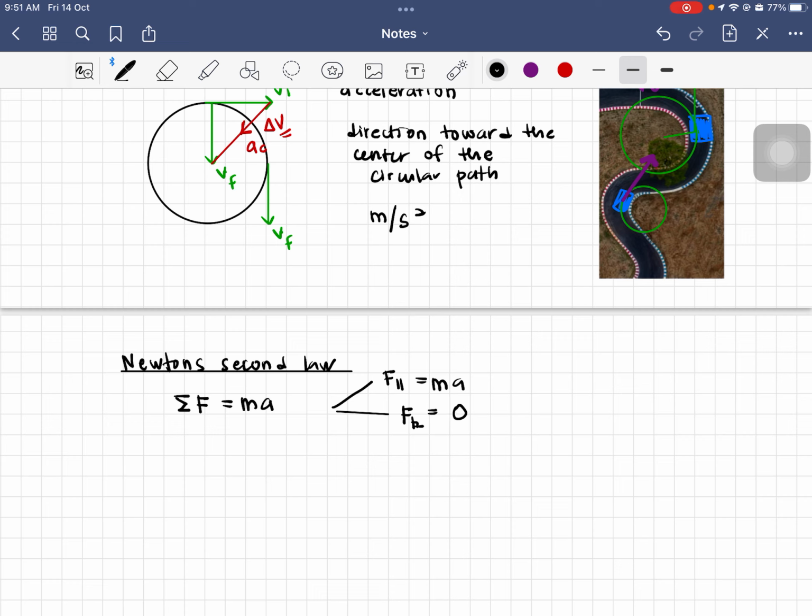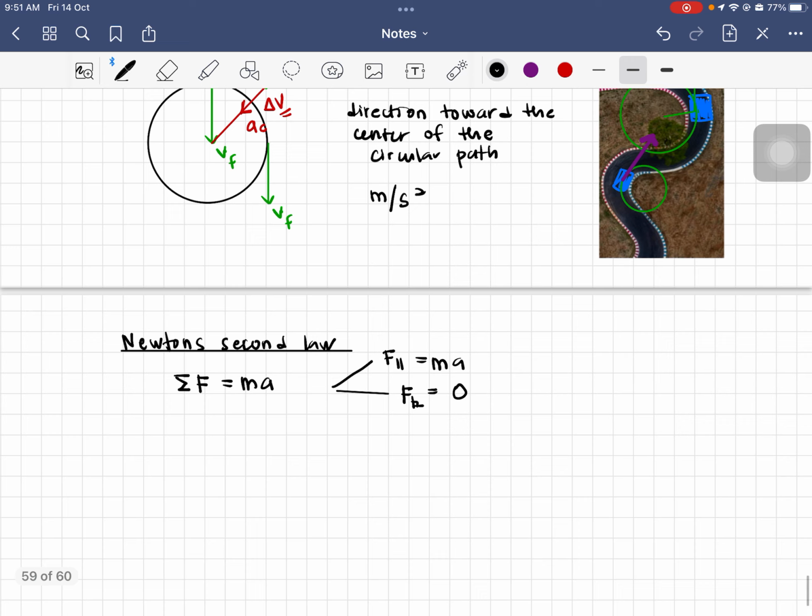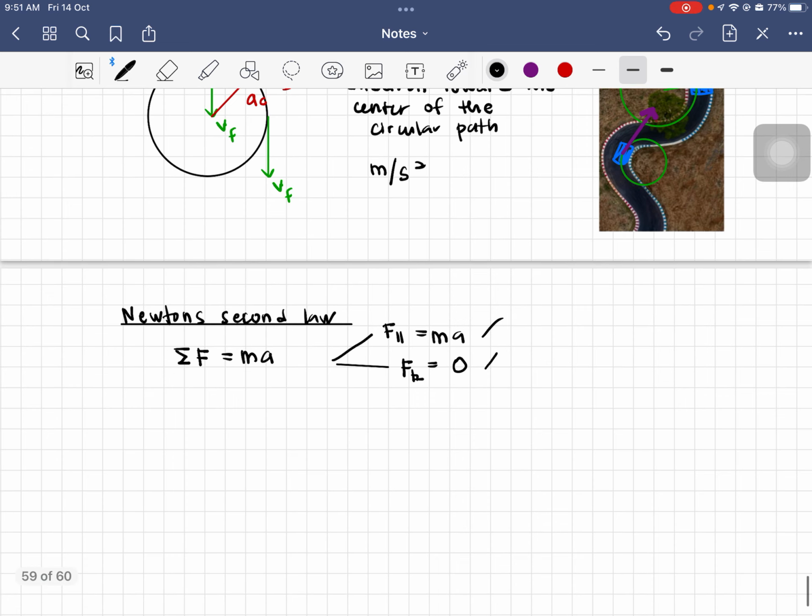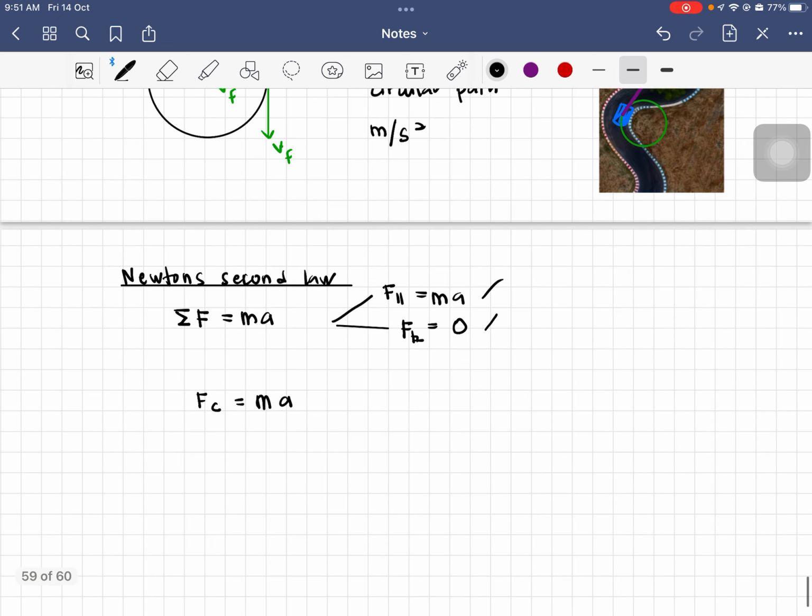This is Newton's second law: the component of F parallel to A gives MA, and the component perpendicular to A equals 0. So same here, if your A is AC, the centripetal acceleration, you will have a force that we call centripetal force. Centripetal force is not a new force. We call it this because it exists when the object is in a circular path.